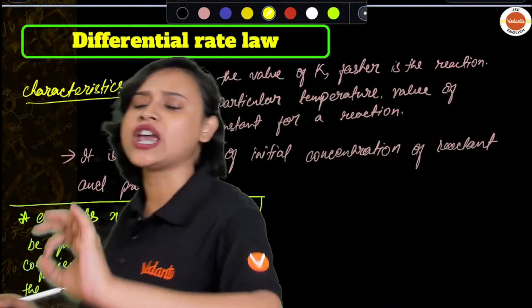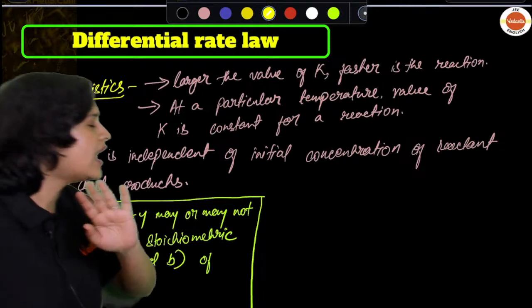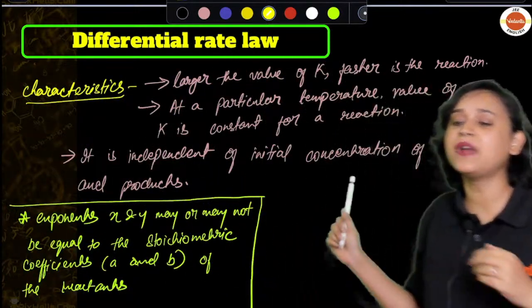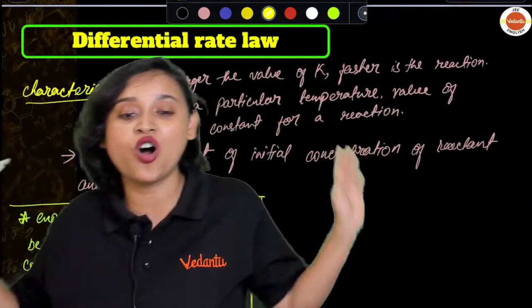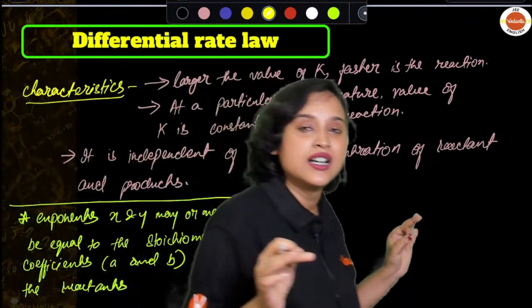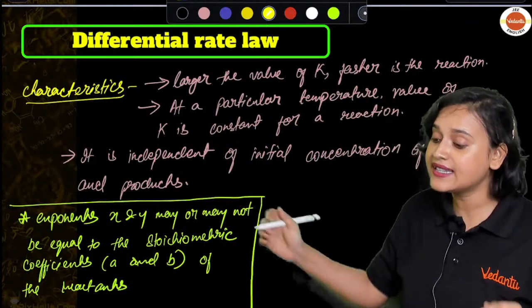And if you change the initial concentration of the reactants and the product, nothing happens to the rate constant. The rate constant is independent. The rate constant, it's a constant. It is independent of the initial concentration of the reactant and the product.